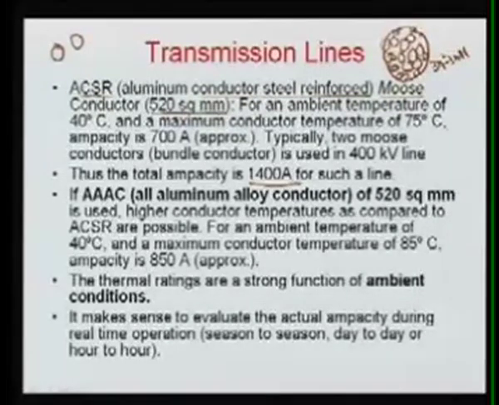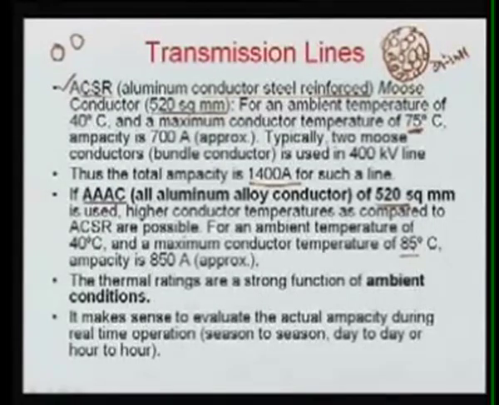If a triple AC, that is all aluminum alloy conductor, of again the same area, that is 520 square mm, is used, higher conductor temperatures are possible compared to the ACSR. For an ambient temperature of 40 degrees Celsius and maximum conductor temperature of 85 degrees Celsius, this ampacity is 850 ampere. So in our country mostly we have ACSR conductors, or it may be this triple AC, and that is why the maximum temperature allowed here is 75 or 85.